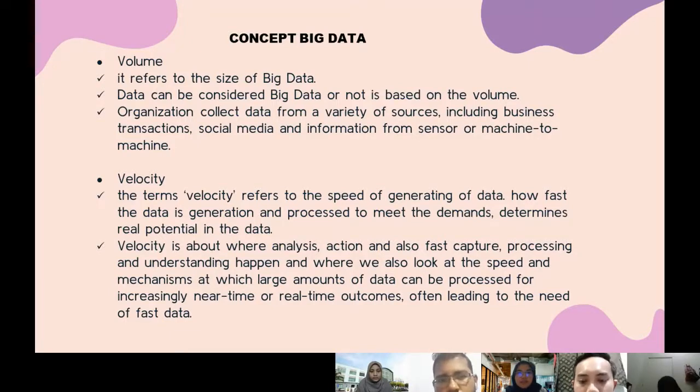Next, velocity. The term velocity refers to the speed of generating data, how fast the data is generated and processed to meet demand, which determines its potential. Velocity is about where analysis, action, and also fast capture, processing, and understanding happen, and we also look at the speed and mechanism at which large amounts of data can be processed for increasingly near time or real time outcomes, often leading to the need for fast data.